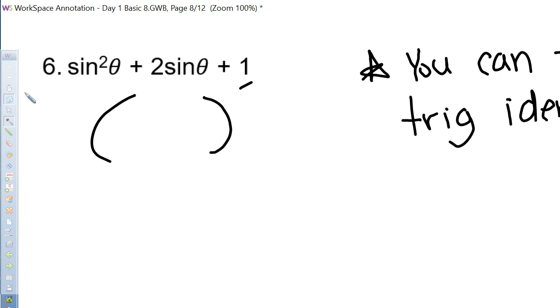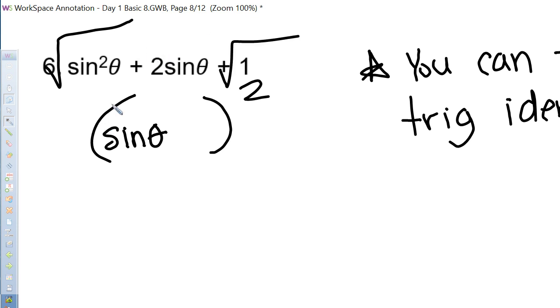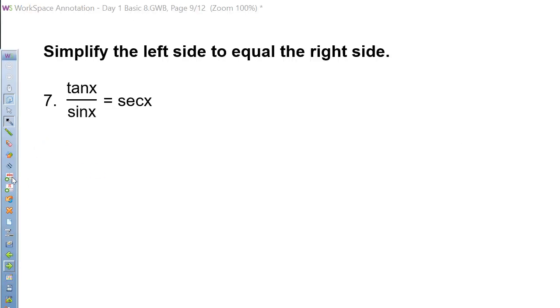You take the first term, square root it. So the square root of sine squared would be sine. Don't forget the theta. And square root of the last term, square root of 1 is 1. And keep the sign for the middle term, so this would be a plus. So that was the only thing I wanted you to see in that problem, is that you can factor trig. And we'll be doing that when we are solving trig equations later on.